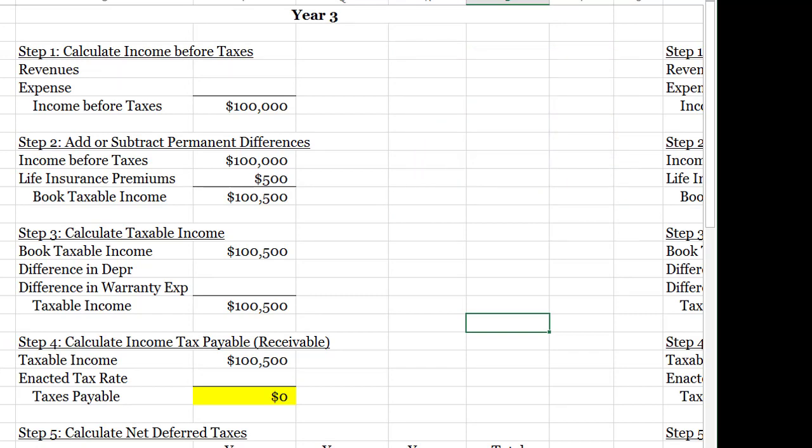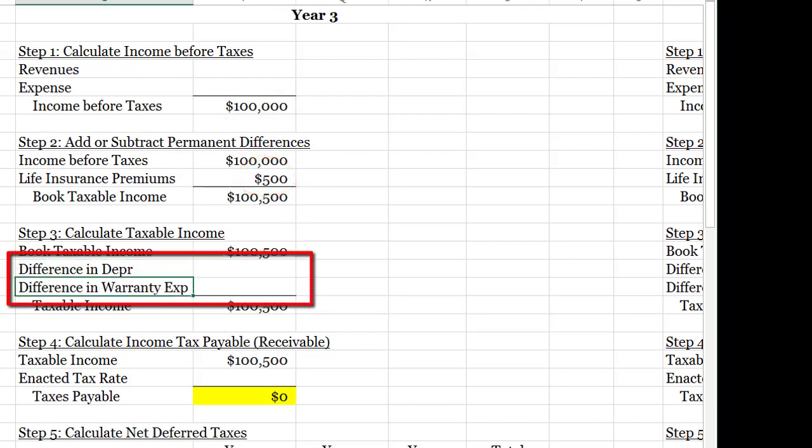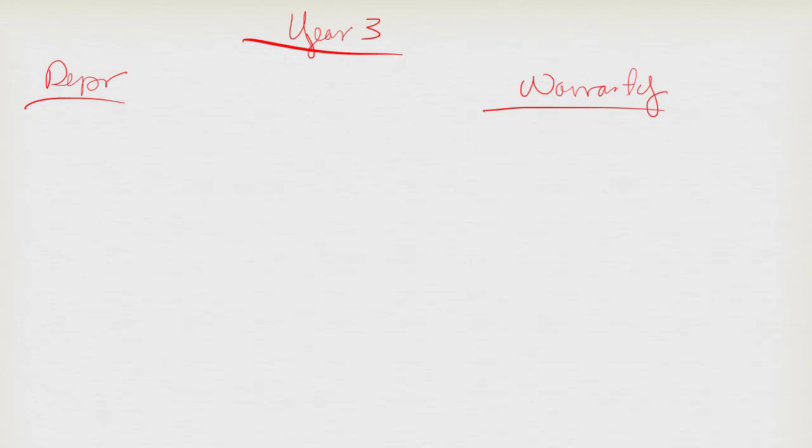Year 3, again, we've got a set amount of income before taxes, so it stays $100,000. Life insurance premiums haven't changed. Depreciation and warranty expense are still the only adjustments we need to look at because the rent revenue won't even happen until year 4. So we just need to look at those two. So let's, again, jump right to our PowerPoint so that we can draw our graphs. Okay, so we've got depreciation and warranty. Again, we're going to draw this out GAAP first. So depreciation for GAAP purposes is still $120,000. For tax purposes, we're using those MACRS tables, and our depreciation under MACRS is $222.